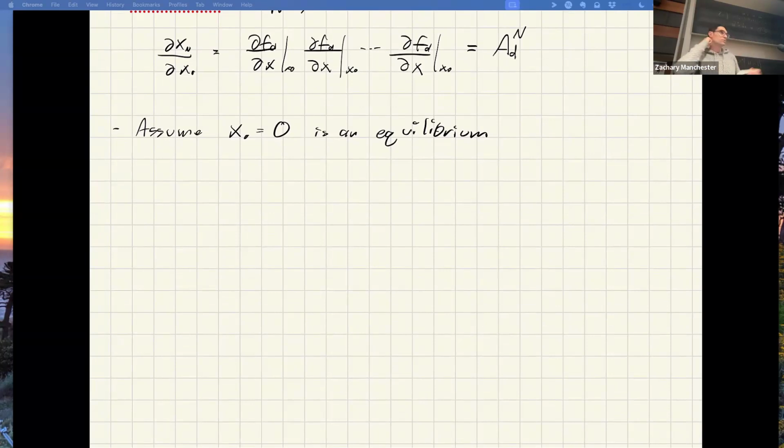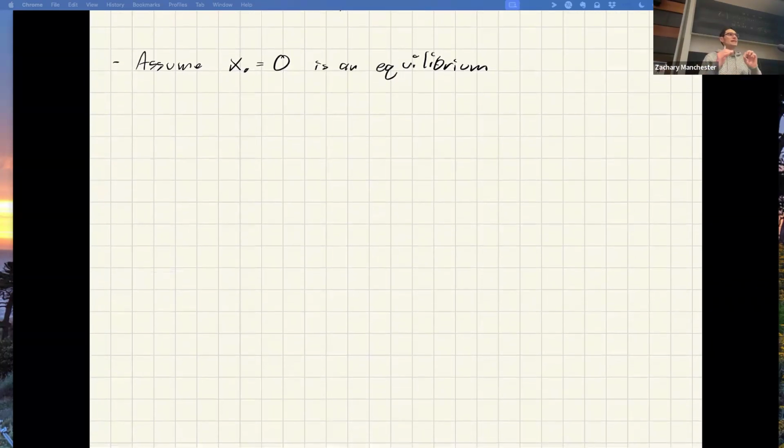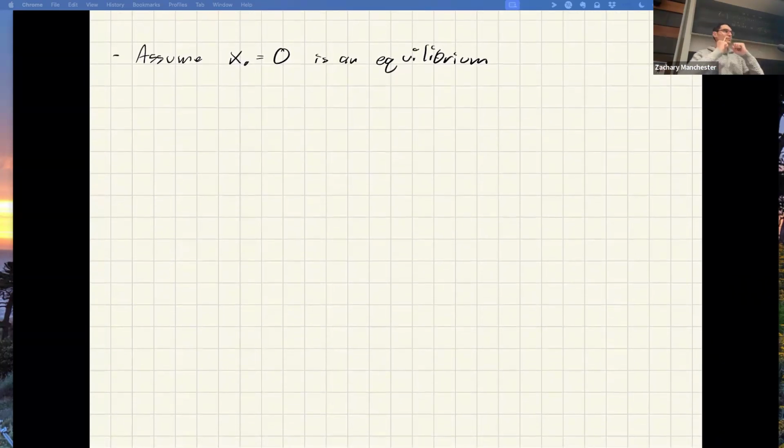So complex modulus, magnitude, norm, whatever you want to say. All these things have to be less than 1 inside the unit circle. That's what we're doing in discrete time. So let's write that down.